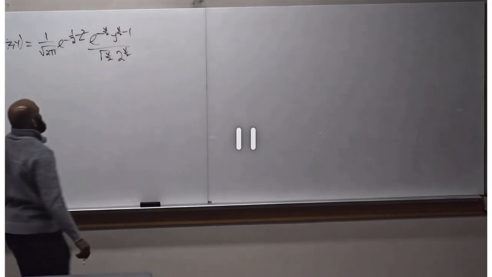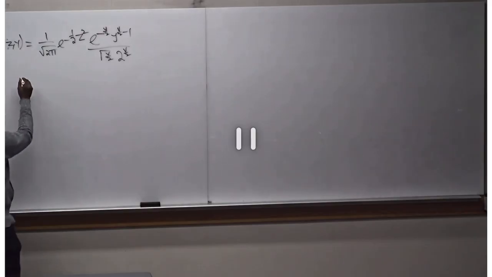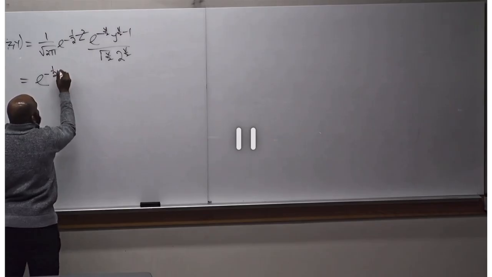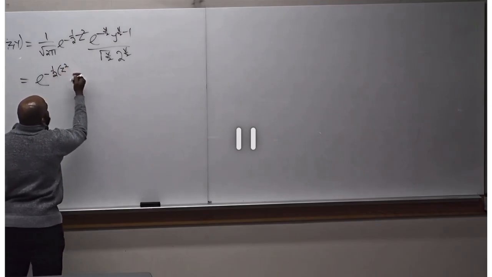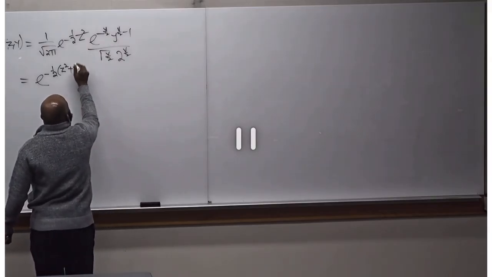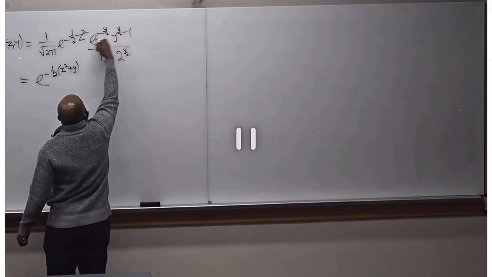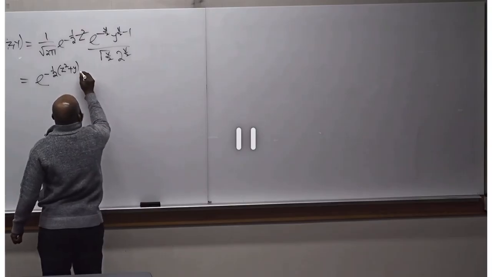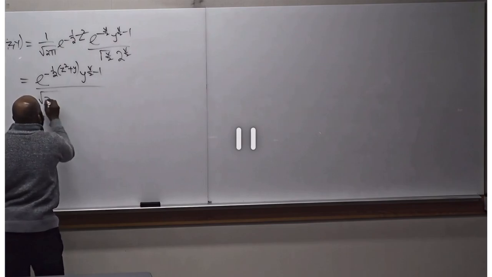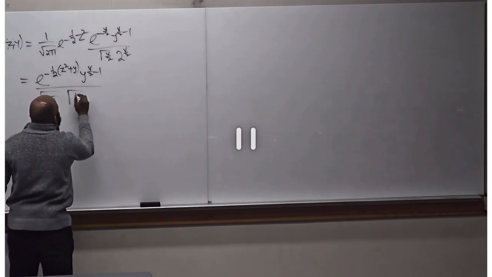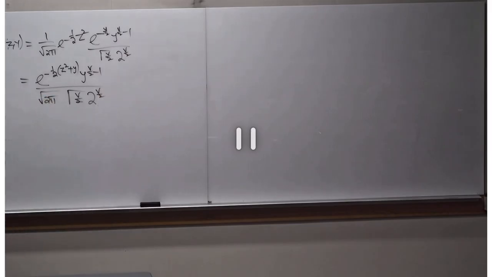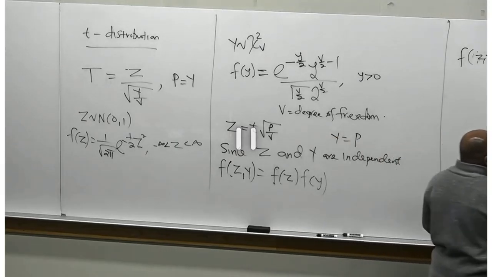Then I'm multiplying them. Now I want to simplify. So minus half into z squared, let me see, here plus y. If you combine them, then y to the v over 2 minus 1 divided by square root of 2 pi, 2 to the v over 2, and this. So take a look at that.